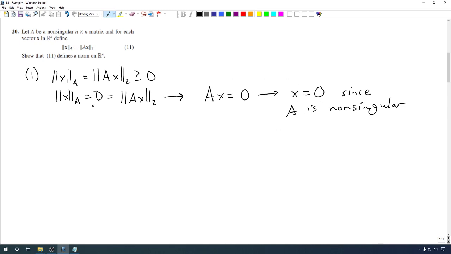And obviously we can go the other way. We need, when x equals 0, the A norm to be equal to 0. But if x is 0, then A times x is 0, and so the 2 norm of A times x is 0. It's usually this direction that's the hardest thing to prove.